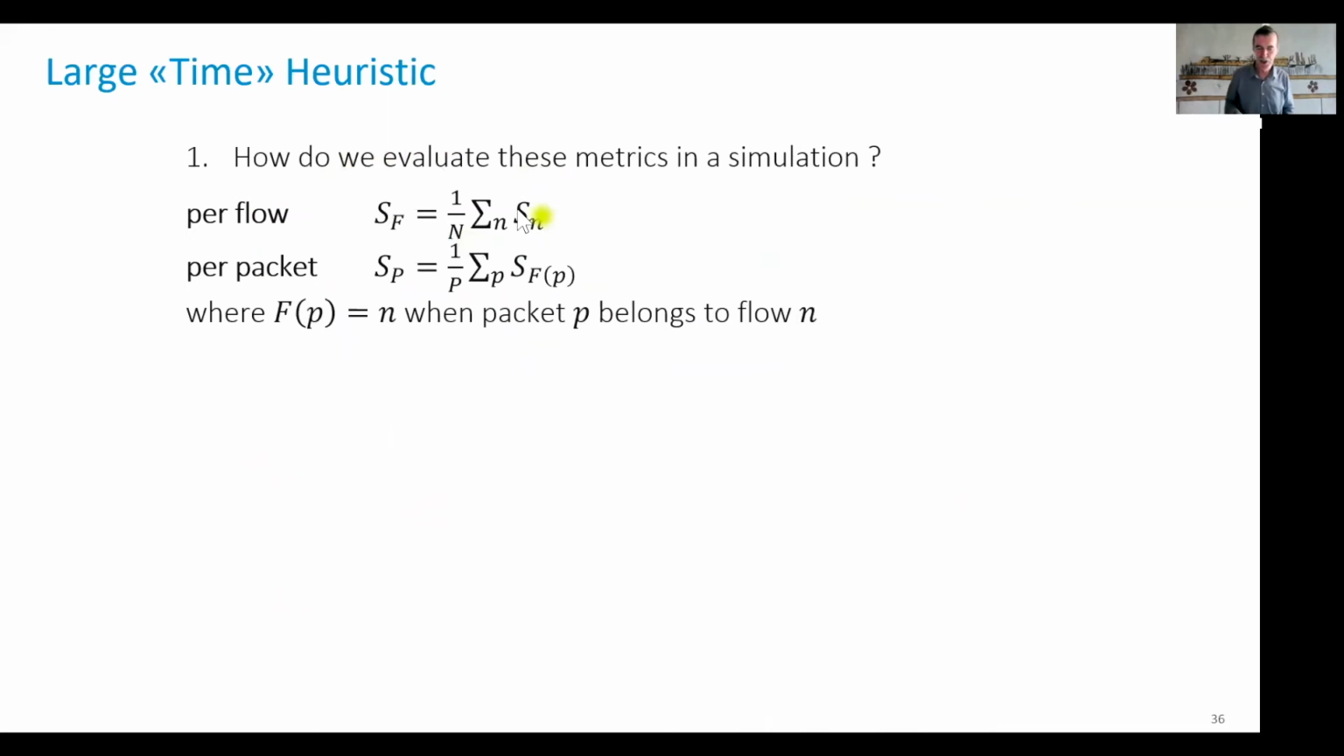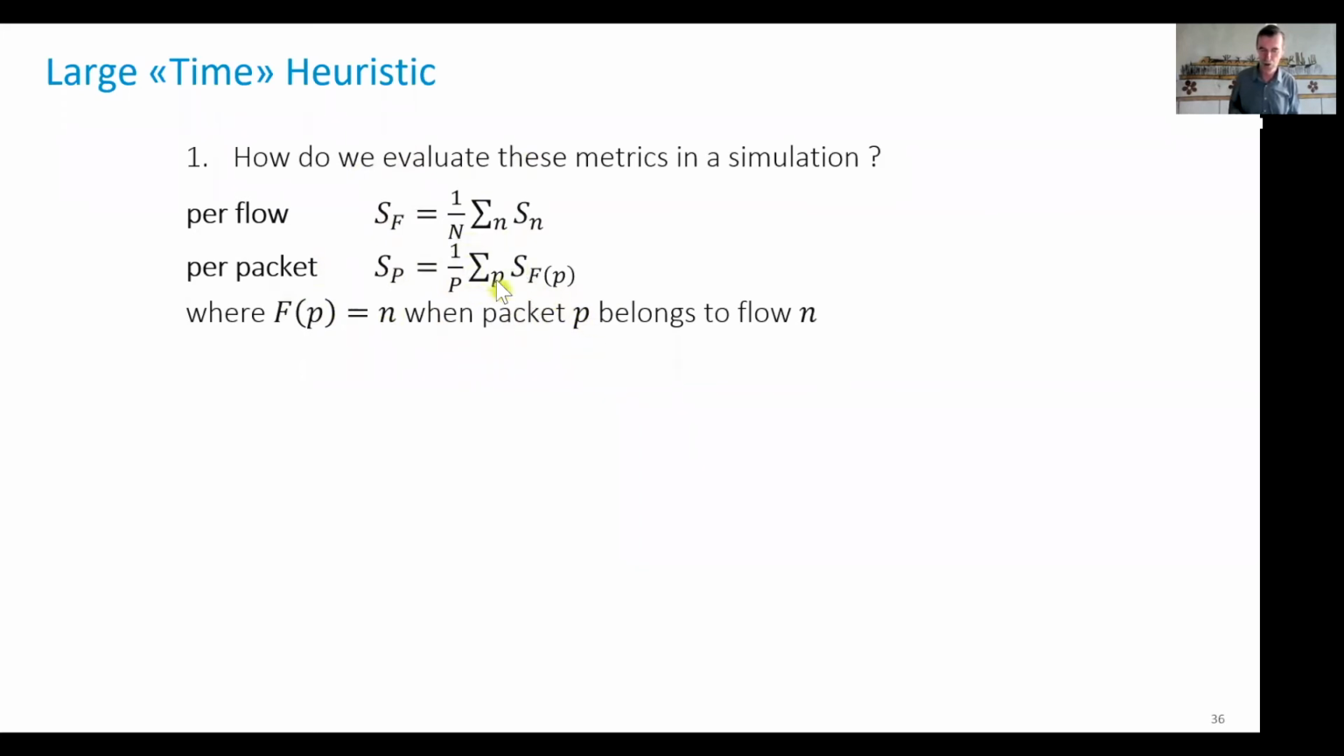If I have all the data, from a simulation or a measurement campaign, I call S_n the length in packets of the nth flow. So I have capital N flows, and that gives me this average, the per-flow result. For the per-packet result, I have capital P packets. I call f(p) the index of the flow that packet p belongs to.